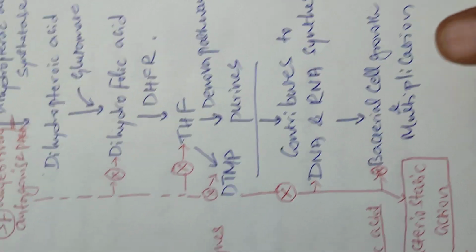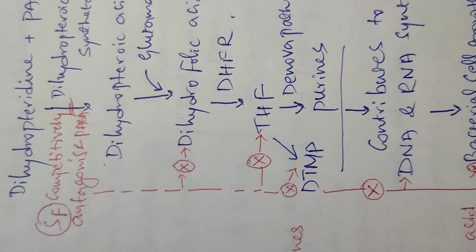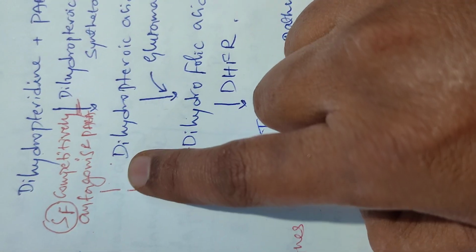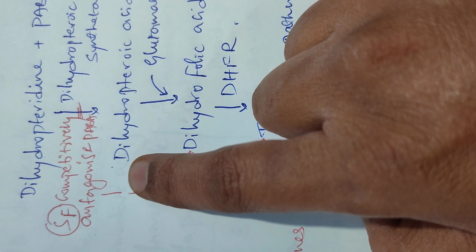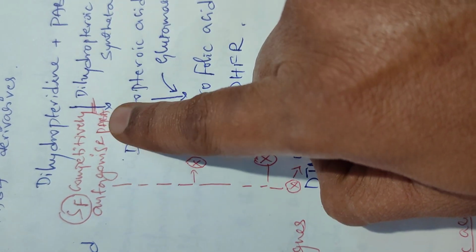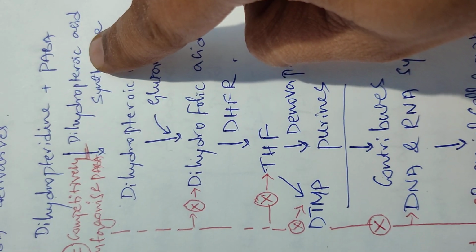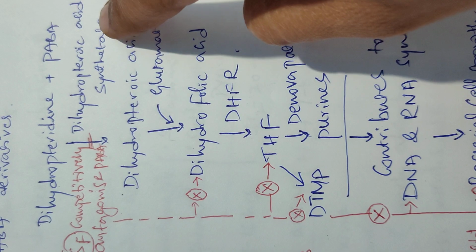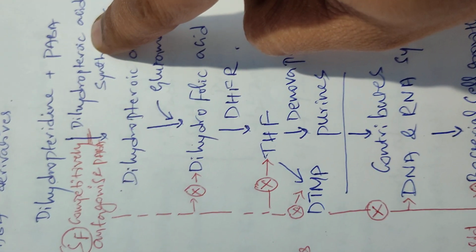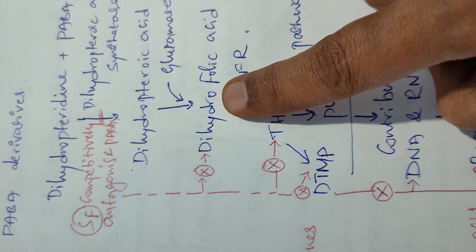Now what happens here? You can just write this; this is enough for mechanism of action. Sulfonamides, being structural analogues of PABA, competitively antagonize PABA and block dihydropteroic acid synthetase function. This enzyme function is inhibited, and then you are not going to get DHF, that is dihydrofolic acid.